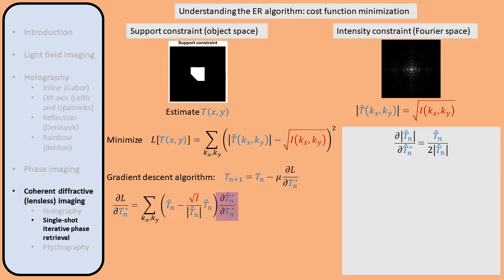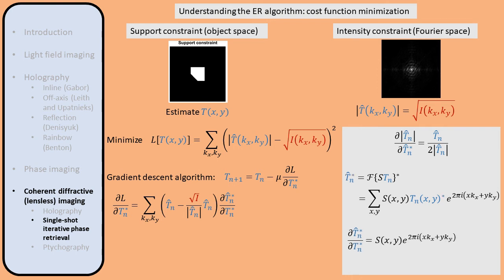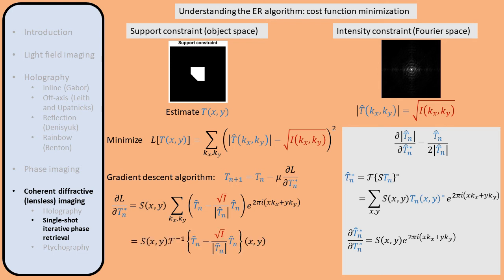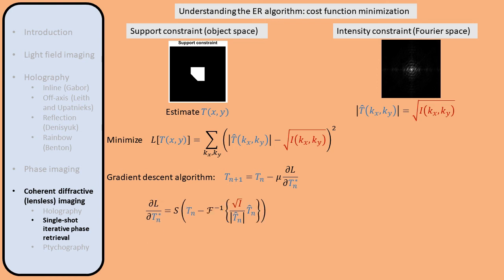For the other derivative, recall that t hat denotes the Fourier transform of t that satisfies the support constraint. If we write out the definition of the Fourier transform, we see that the derivative of t hat conjugate to t conjugate in a certain pixel xy is equal to a complex exponential. If we plug this result in the expression for the derivative of our cost function, we find that we can write it as the inverse Fourier transform of some expression. The inverse Fourier transform of t hat reduces to t, so we end up with the following expression.